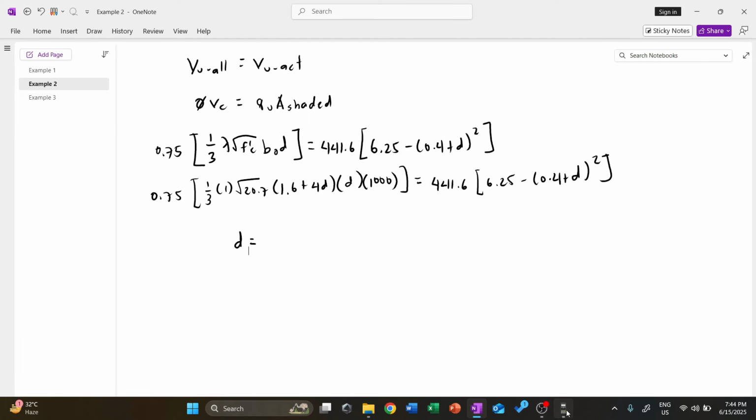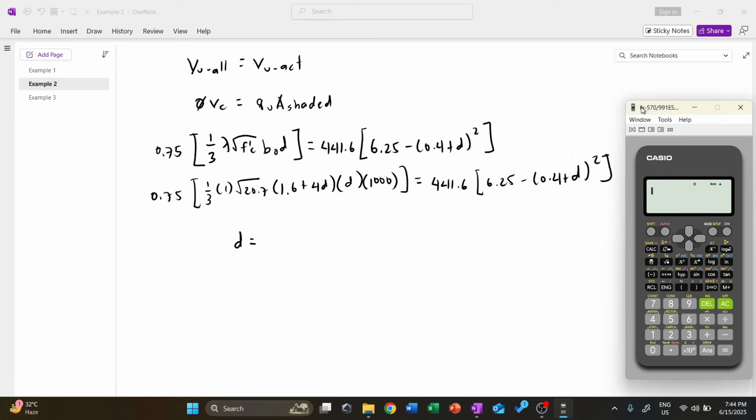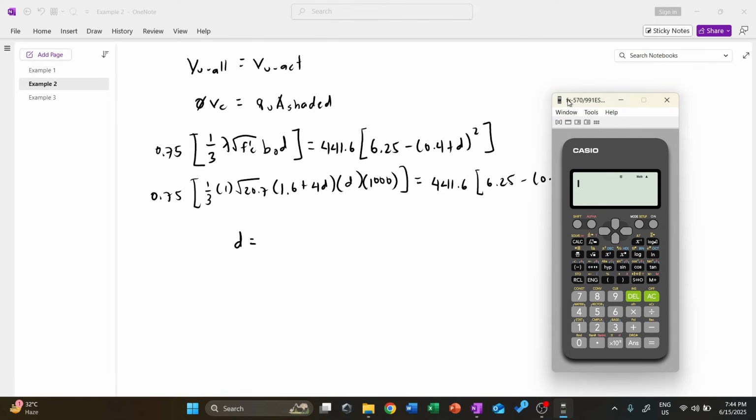Shortcut na lang natin sa may calcu natin. So, pagsamahin muna natin lahat ng constant dito sa may left siguro. So, 0.75 times 1/3, times square root ng 20.7, times 1,000. Okay? Then, divide this by 441.6, yung galing sa right side, 441.6. Okay? Then, store natin ito ulit sa A na lang din. So, ang mangyayari, sige, sulat muna natin siguro.